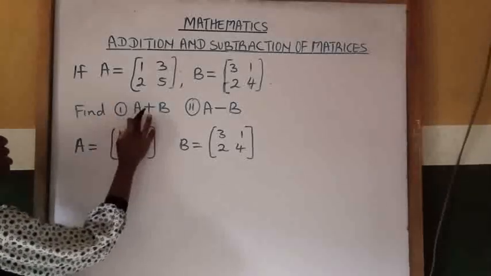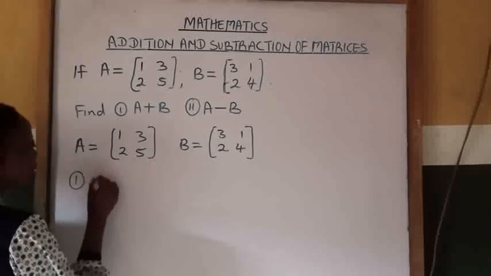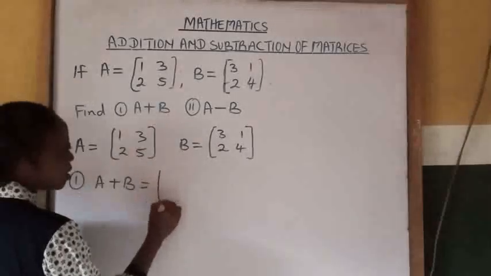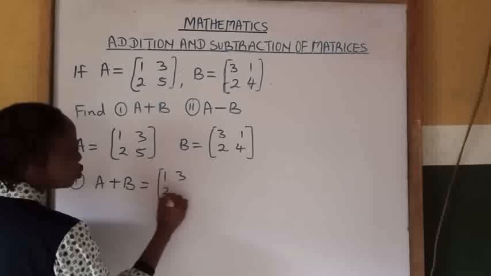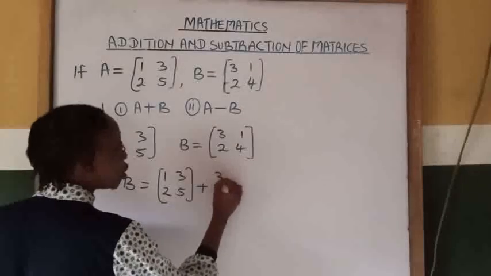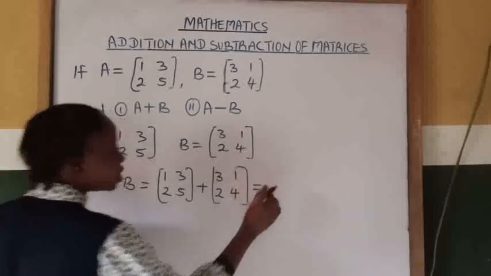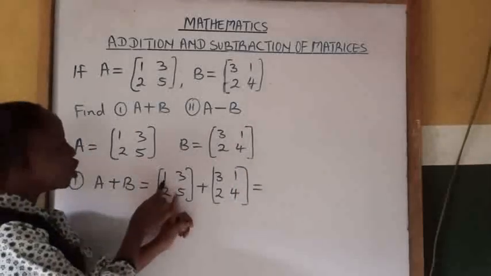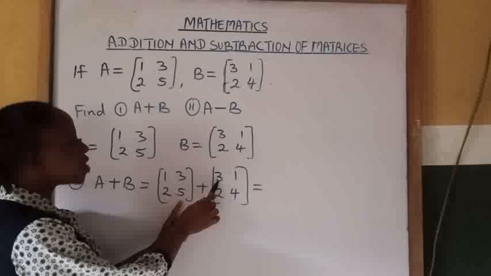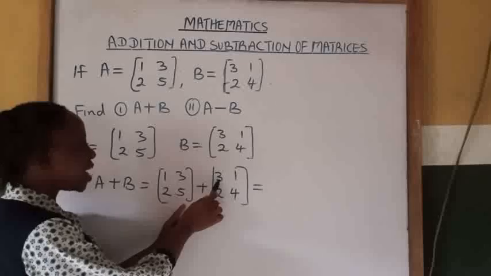Now we are looking to find A plus B, that is, add matrix A to matrix B. Roman figure 1: A plus B will be equal to the elements in matrix A, that is 1, 3, 2, 5, plus the elements in matrix B, that is 3, 1, 2, 4. So we can add them together. It is very, very simple. So the first element from the first row plus the first element in the second matrix.